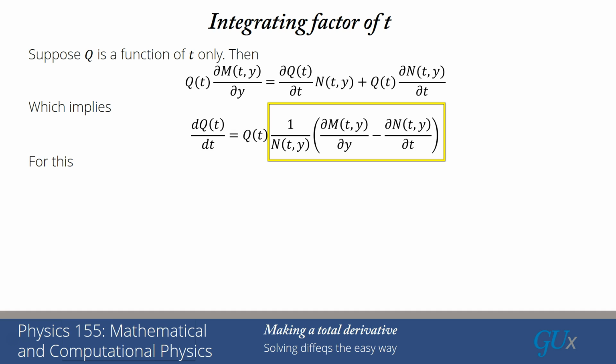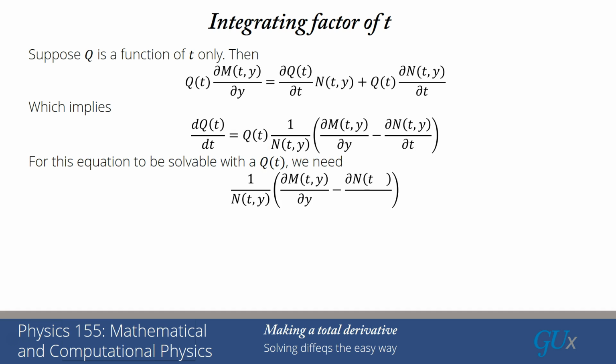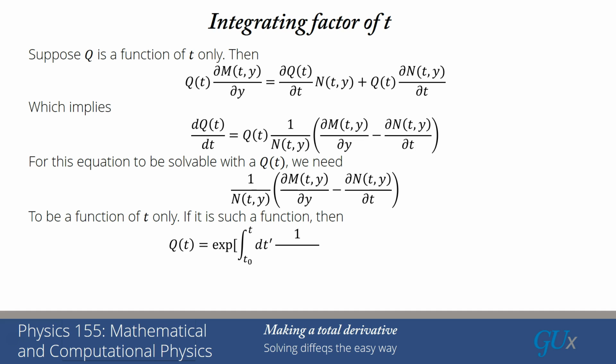And so that is the criterion for us to be able to find an integrating factor that's just a function of t. We have to have this object be just a function of t. But if that's true, then all we have to do is integrate that function and take the exponential of it. And we've solved the differential equation for q.